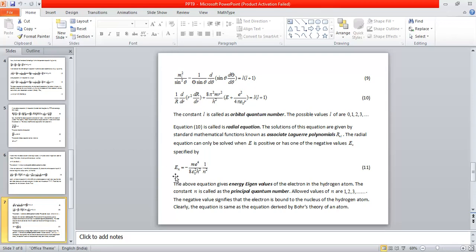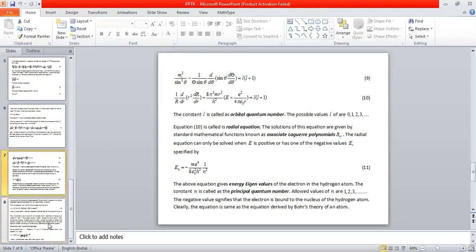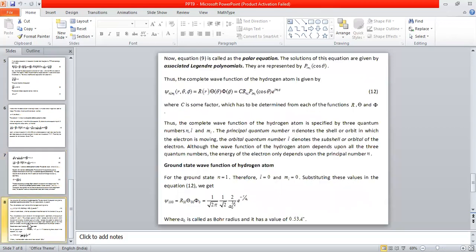These negative energy values are given by this particular expression, equation 11, and equation 11 corresponds to the energy eigenvalues of the hydrogen atom. So this is another important equation that we are able to obtain, not derive, on the basis of applying the Schrodinger's equation to the hydrogen atom.